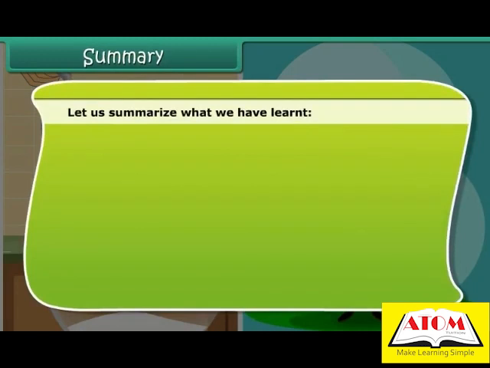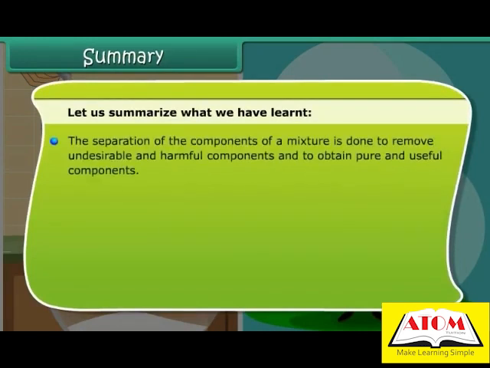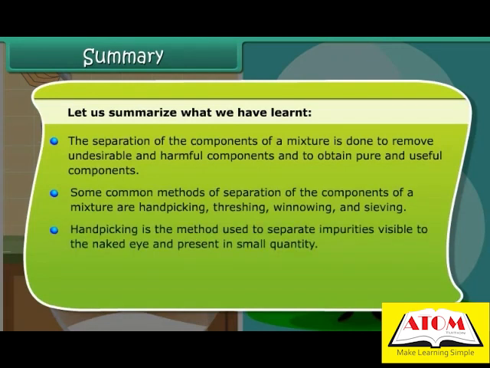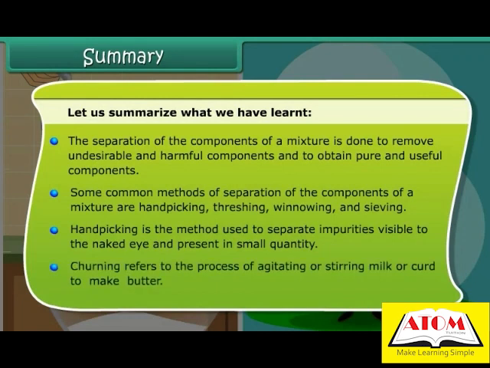Let us summarize what we have learned. The separation of the components of a mixture is done to remove undesirable and harmful components and to obtain pure and useful components. Some common methods of separation of the components of a mixture are hand-picking, threshing, winnowing, and sieving. Hand-picking is the method used to separate impurities visible to the naked eye and present in small quantity. Churning refers to the process of agitating or stirring milk or curd to make butter.